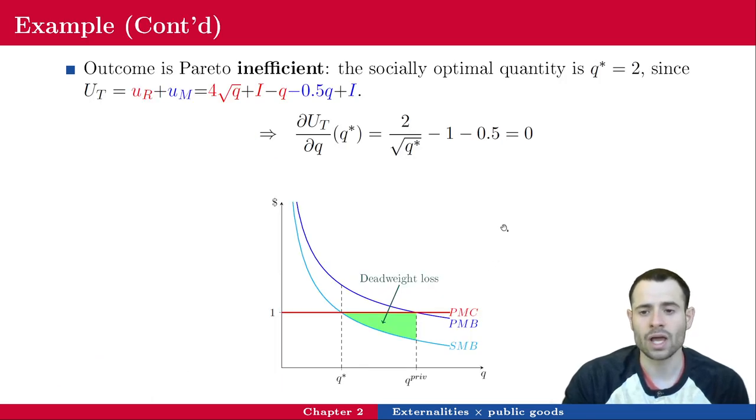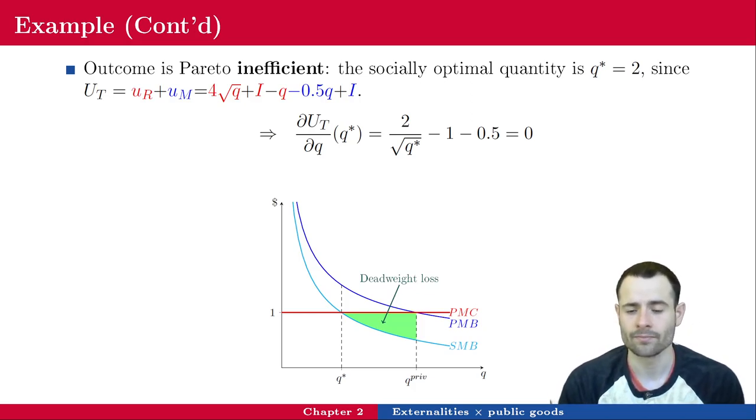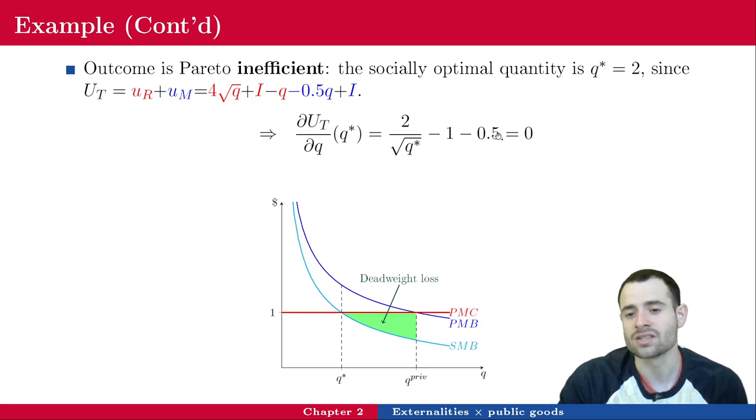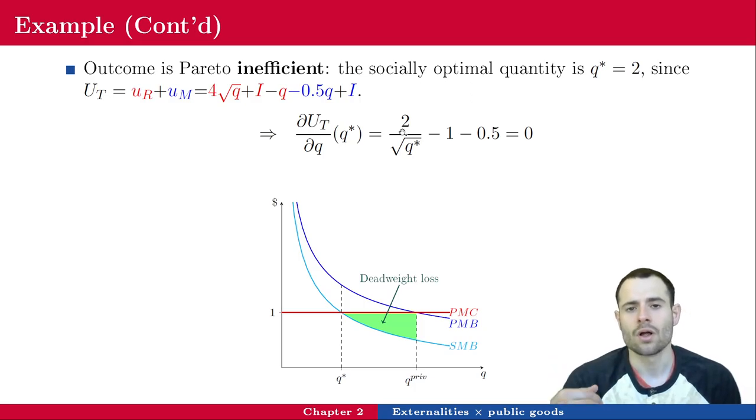Now, if you take into account May's utility, you have the minus 0.5 on top of it. So the minus 1 will go to the right-hand side. That's still the private marginal cost. This is how much it costs to buy one cigarette. But the social marginal benefit is now equal to the private marginal benefit from Rick plus the private marginal benefit from May. Well, it's not really a private marginal benefit because it's a minus, but you add the two private marginal benefits to obtain the social marginal benefit.